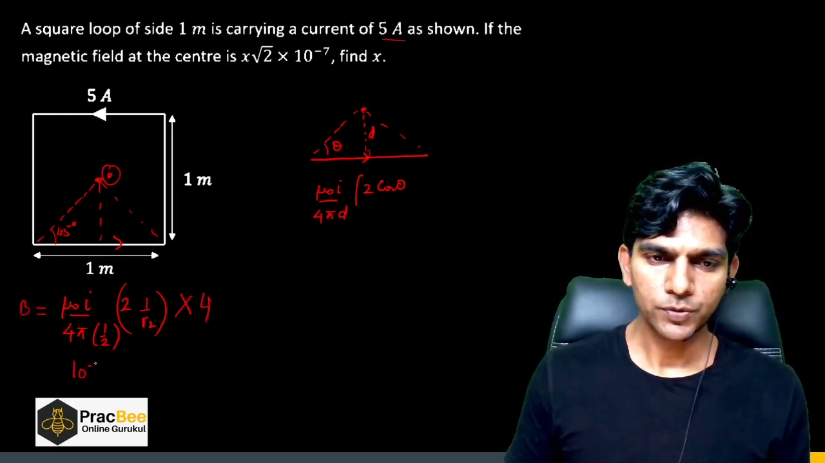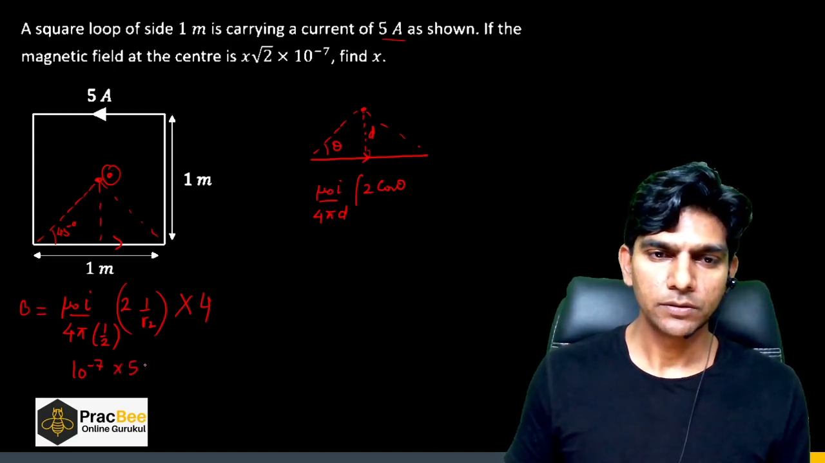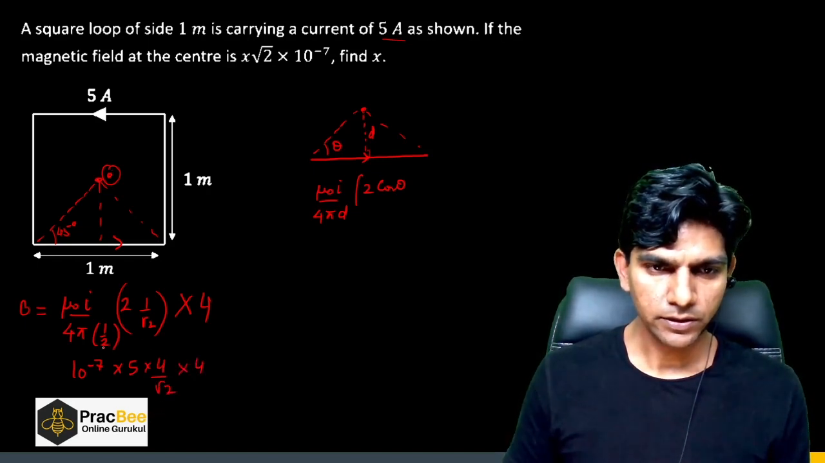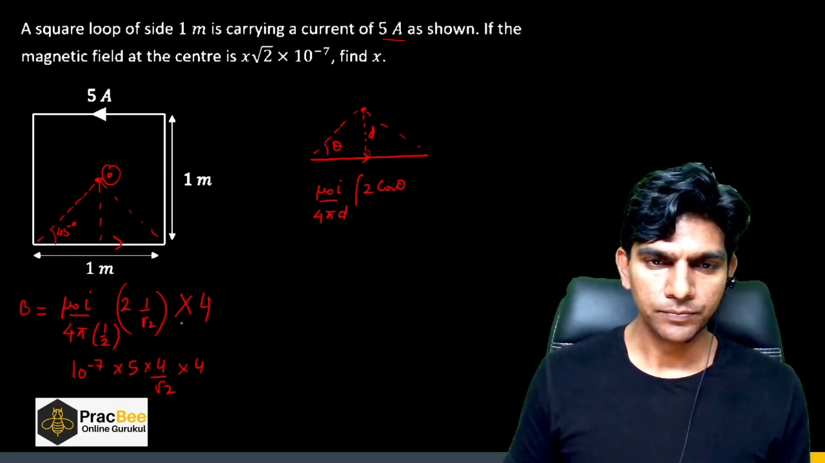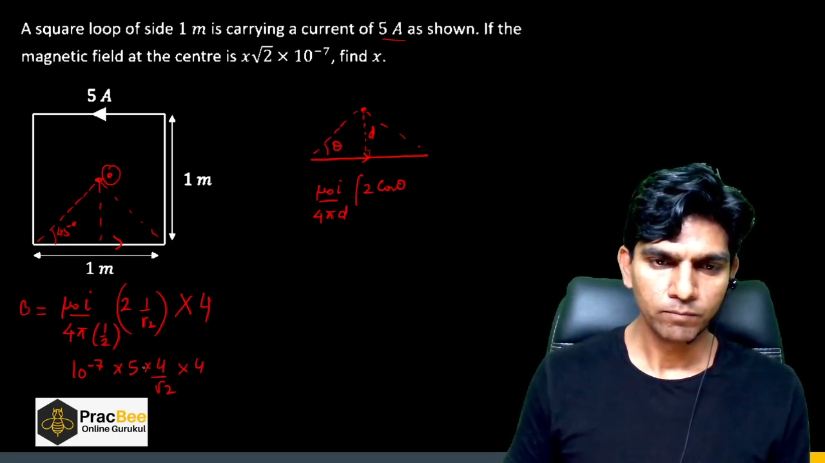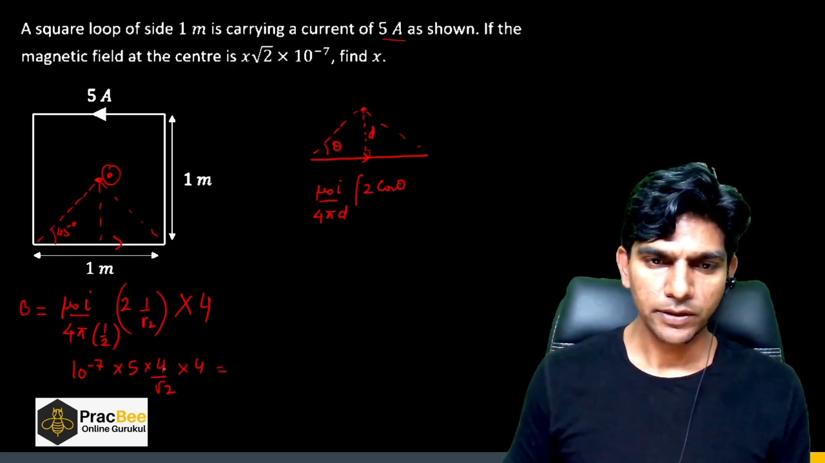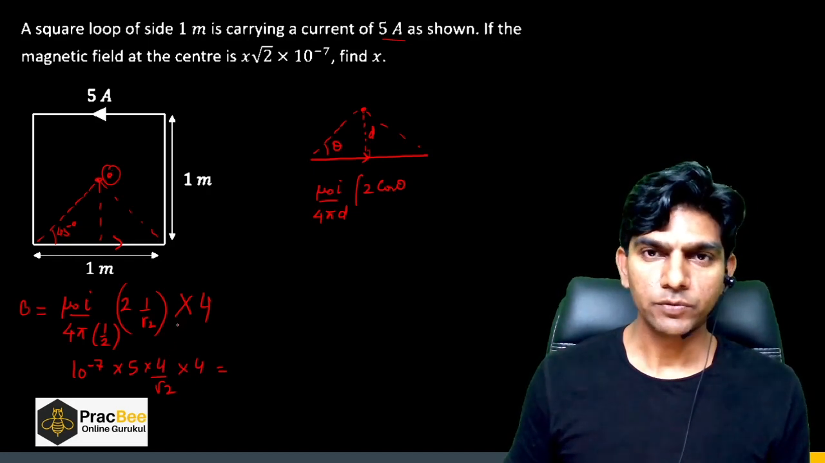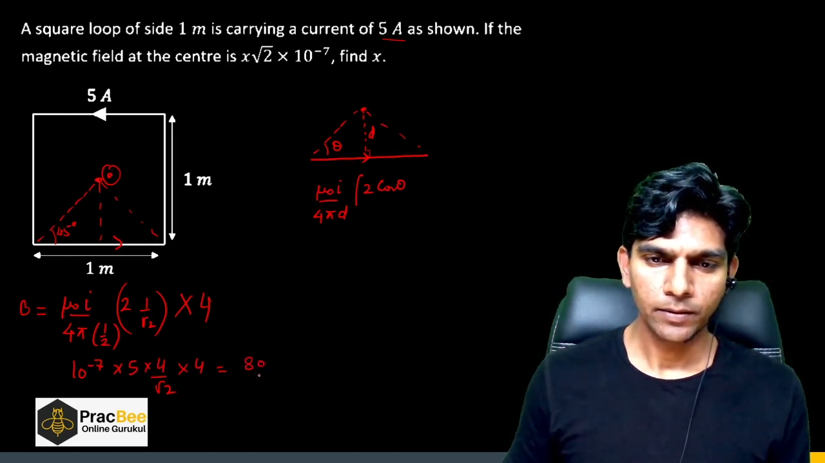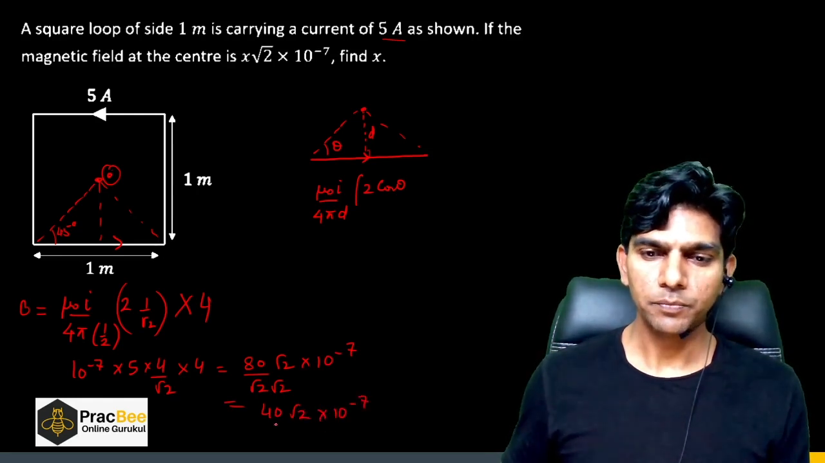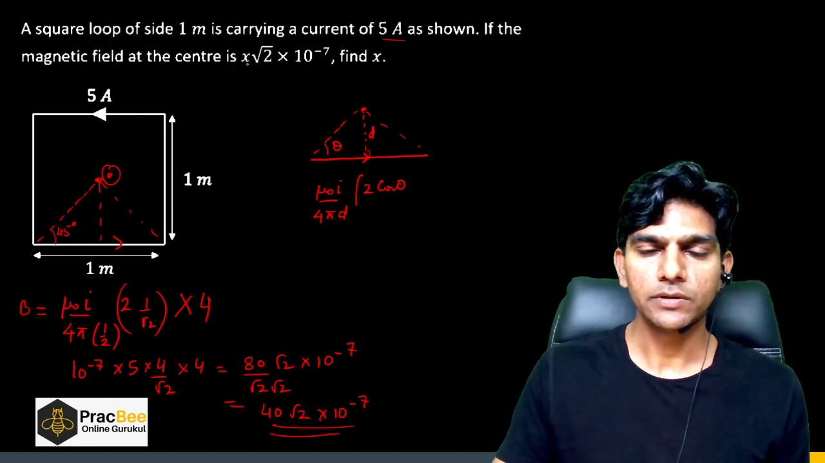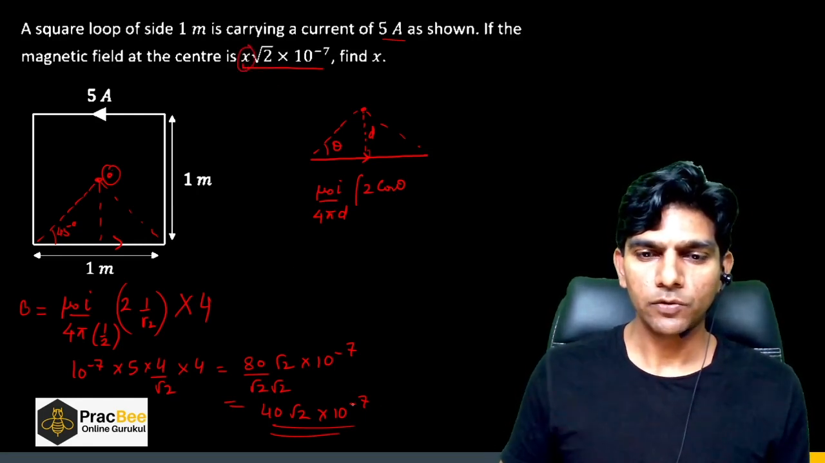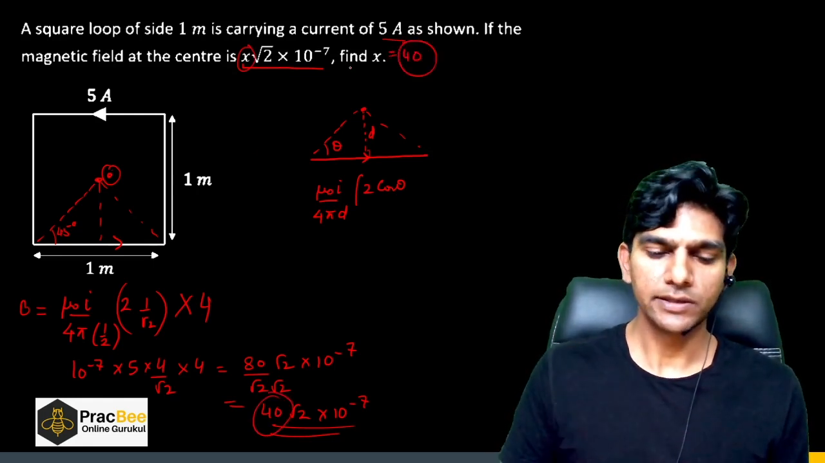So mu naught upon 4 pi is 10 raised to the power minus 7. Current is given as 5 ampere. So we have 2 here. So it becomes 4 divided by root 2 times 4. Let me again check. So we have 2, yeah, 2 in the numerator. Okay, right. Now let us simplify this. So it will be 16 times... Okay, right. We have to take root 2 in the numerator. So this will be 80 by root 2. So we'll rationalize this, so this will become 40 root 2 times 10 raised to the power minus 7. So if we compare our answer with the given expression, the x value comes out to be 40. So 40 is the answer, right?